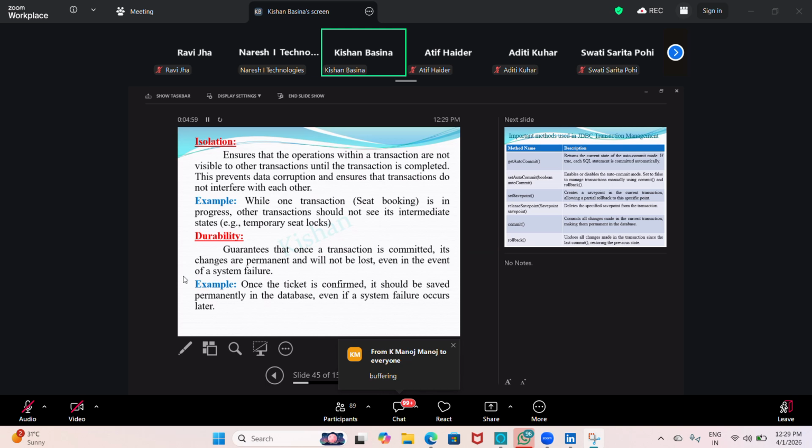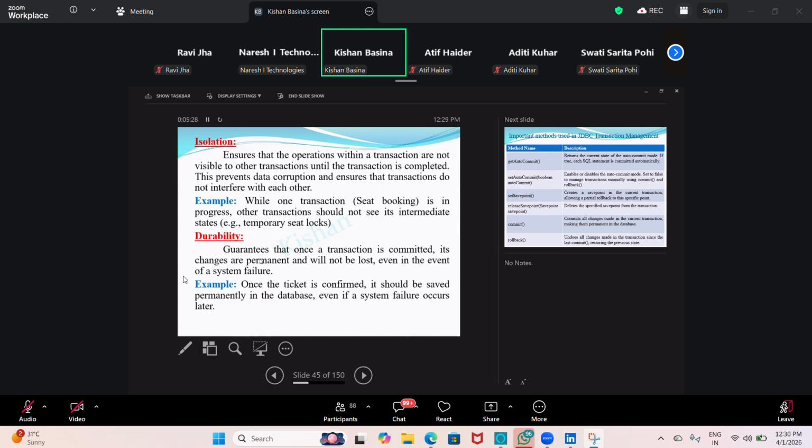Once the transaction is done, sometimes you will get a message like please visit later. But the shopkeeper will not wait, na. Durability. In that scenario, we should have a proper internet connection. What durability means is, once a transaction is done, it's permanent, even if the system fails.